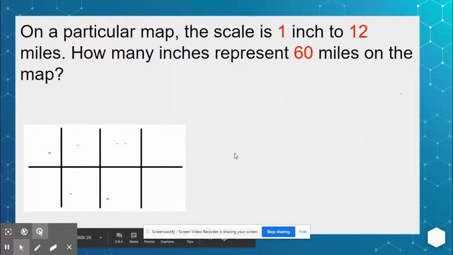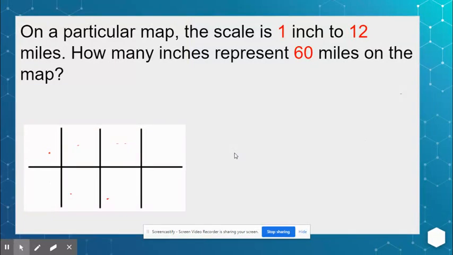On a particular map, the scale is 1 inch to 12 miles. How many inches represent 60 miles on the map? Okay, so label, fact, process, answer. After a while, you might get used to this and you will memorize it. You don't have to write LFPA every time, but for now, you might want to do that until you get used to it. So we have inches to miles. What facts do we have? 1 inch to 12 miles.